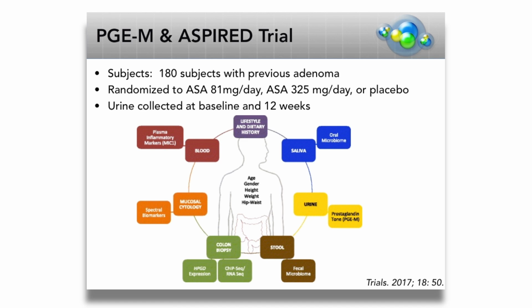Currently, the ASPIRE trial is enrolling 180 subjects who have had previous adenomas. These subjects will be randomized to either aspirin at 81 milligrams per day, aspirin at 325 milligrams per day, or placebo. And urine for PGEM will be collected at baseline and 12 weeks to assess if aspirin can significantly reduce PGEM to levels that might predict adenoma risk.